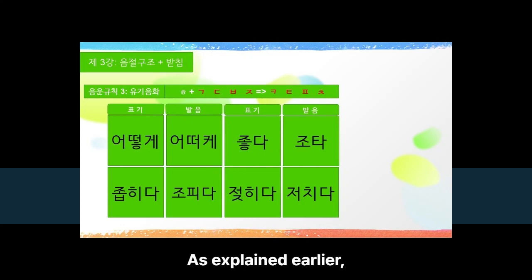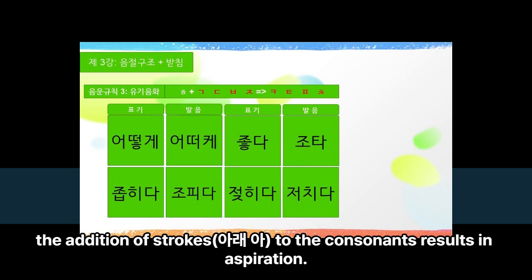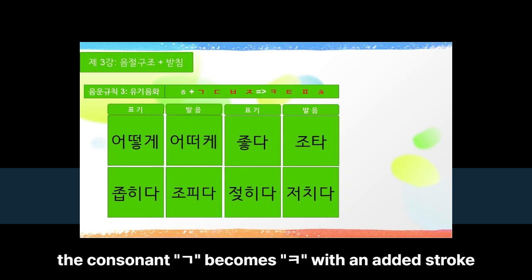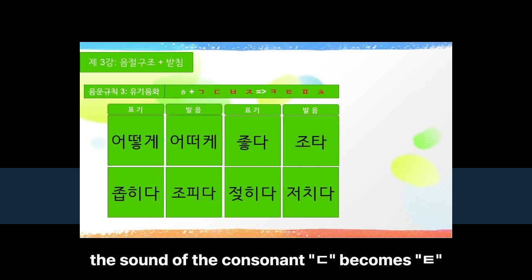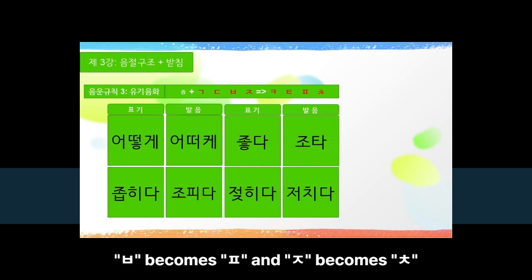As explained earlier, the addition of strokes to the consonants results in aspiration. For instance, the consonant, giok, becomes kiut, with an added stroke. The sound of the consonant, digut, becomes tiut, biup, becomes piup, and jiut, becomes chiut.